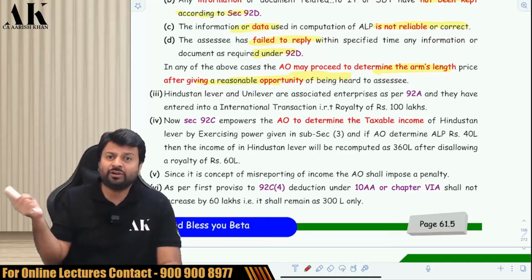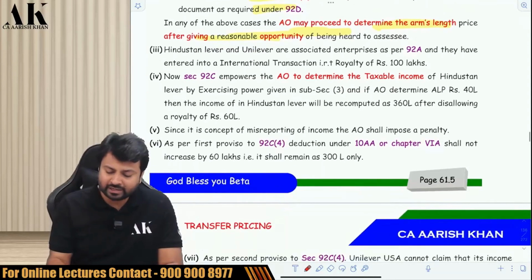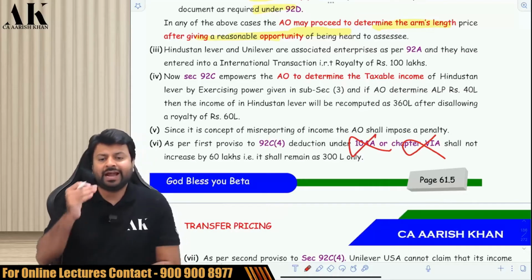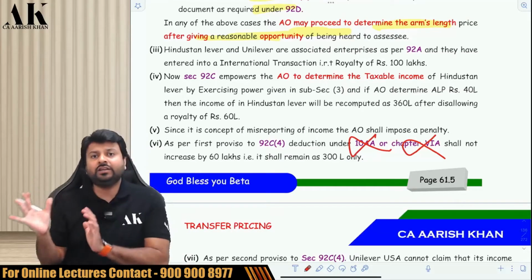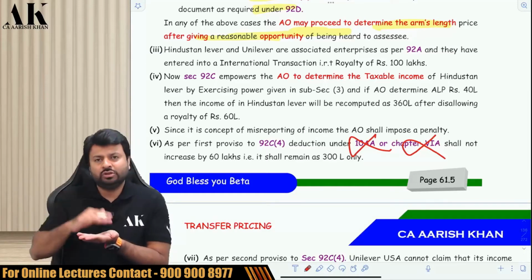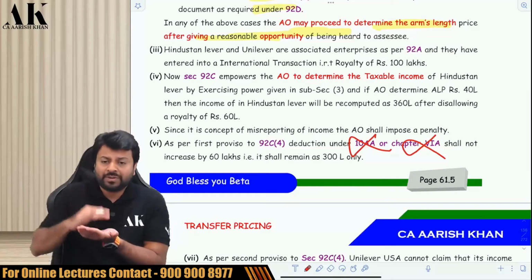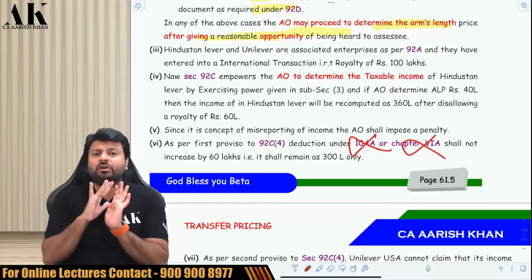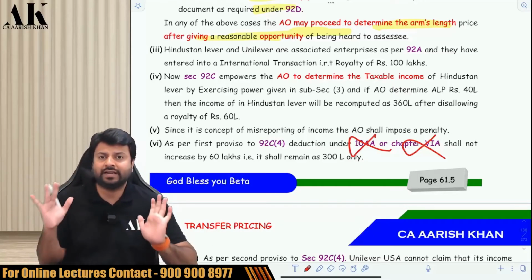There are 2 points which I would like to say. On this 60 lakh rupees, you are not going to get any deduction under chapter 6A or 10AA. Your deduction will remain at 300 lakhs only. Earlier, your income was 300 lakhs, so the AO increased the income by 60 lakhs. So you are claiming deduction of 300 lakhs. Now, because the AO is increasing the income by 60 lakhs, on this 60 lakh rupees, you are not going to get any deduction under chapter 6A and 10AA.